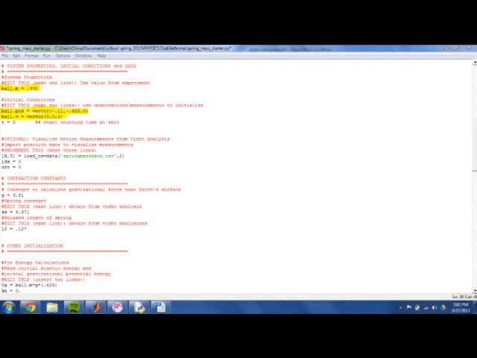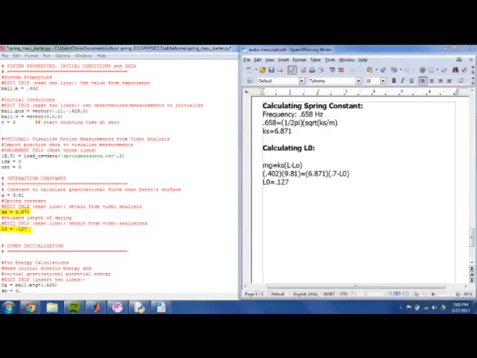I first set the ball's mass to be the same as the mass of the object at the end of the spring. The initial position of the ball was the first data point in the position data from tracker, and the original velocity is equal to 0. I then needed to calculate the spring constant.